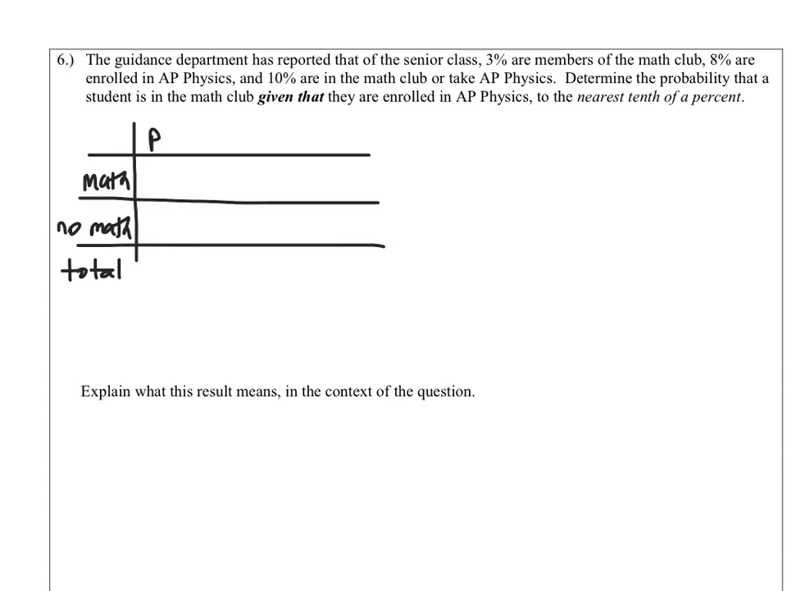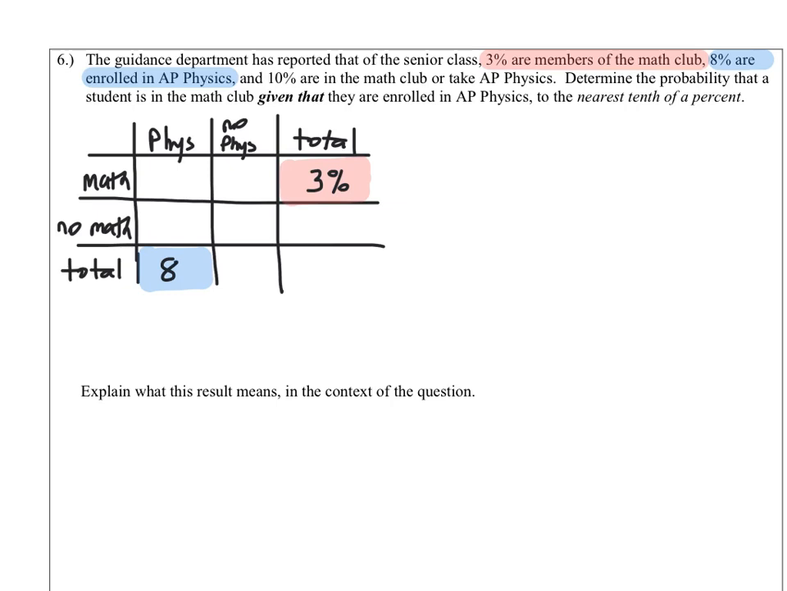8% are in physics. So that means we also have no physics. And a total. So look at the information again that we're given. 3% are members of the math club. That means the total math club has to add up to 3%, or 0.03. We know that 8% are enrolled in AP Physics. So total AP Physics is 8%.